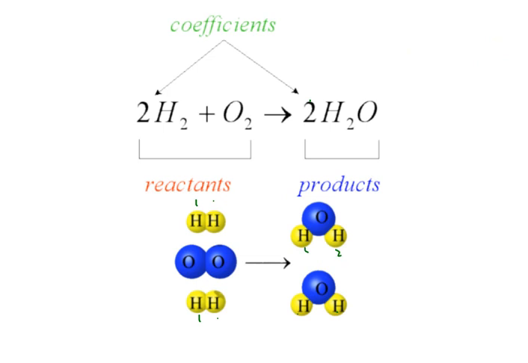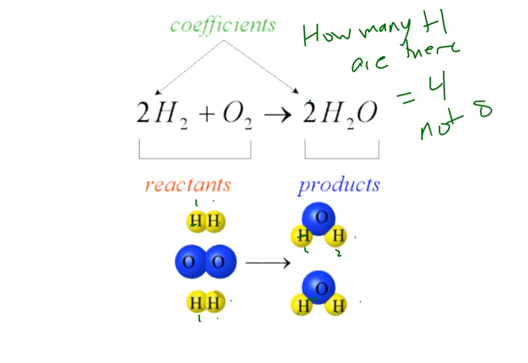Some kids would think there's 8. Because they count 1, 2, 3, 4, 5, 6, 7, 8. But does it kind of make sense as to why it's not 8? The question would be, how many hydrogens are there? And if I gave you a picture like this, the answer is 4, not 8. Some people would count and go, hey, there's 1, 2, 3, 4, 5, 6, 7, 8.